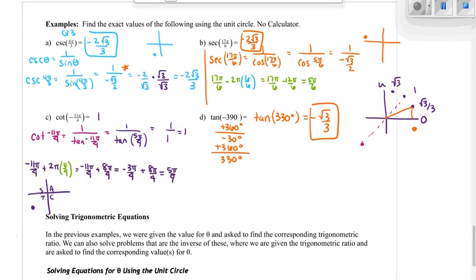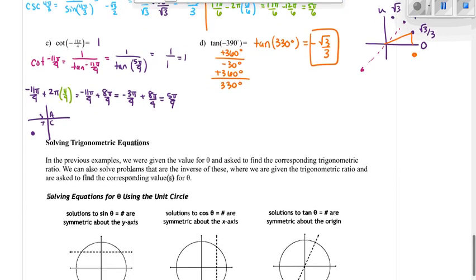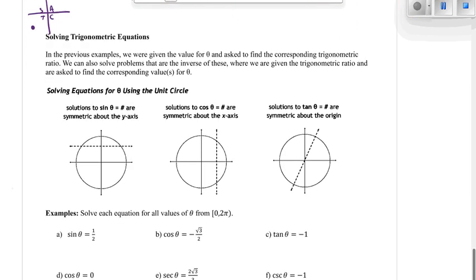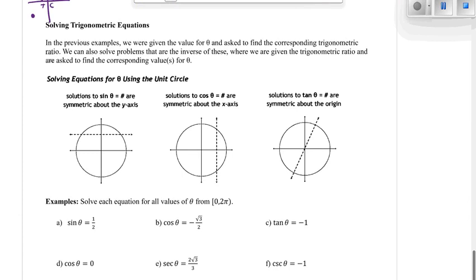And then next we're going to look at solving trig equations. So in the previous examples, we were given the value of theta and asked to find the corresponding trigonometric ratio. We can also solve problems that are inverses of these, where we are given the trig ratio and we are asked to find the corresponding values of theta.